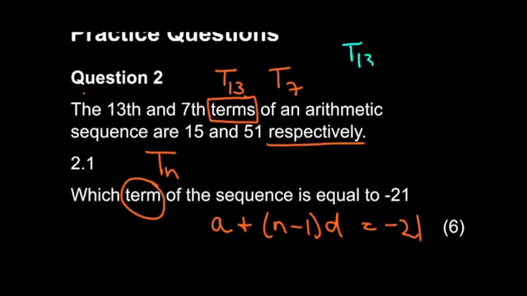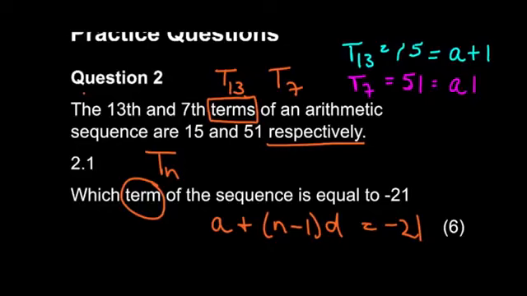So I need to do a little bit of calculation. If the 13th term is 15, then what is that translation? That is a plus 12d. And if the 7th term is 51, what is that translation? A plus 6d.